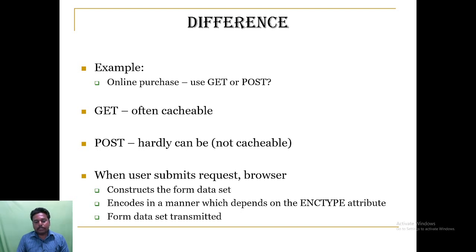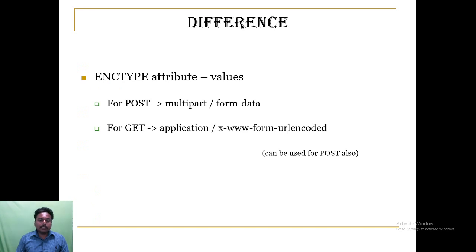Just to review the second point, the web browser encodes in a manner which depends on the enctype attribute. So the sender sends the request in an encoded form. The server understands the encoding, which means before we send the encoded message, the communication channel or communication medium must be established between the client as well as the server, right? That is the concept I am telling, like port number 7070 or 7071. So, the enctype attribute values for POST: multipart form data.